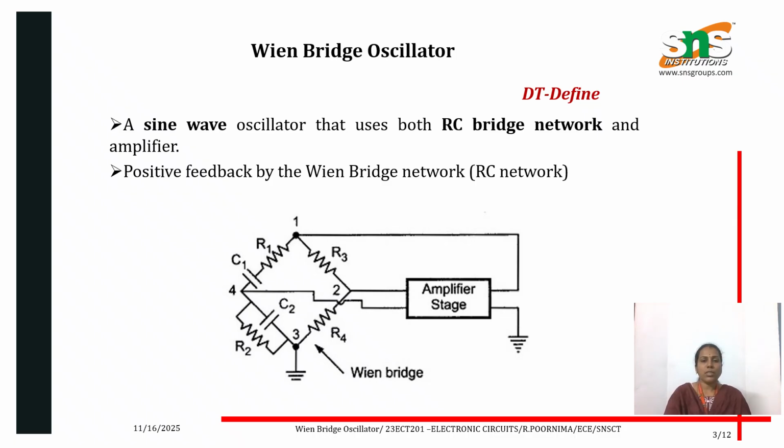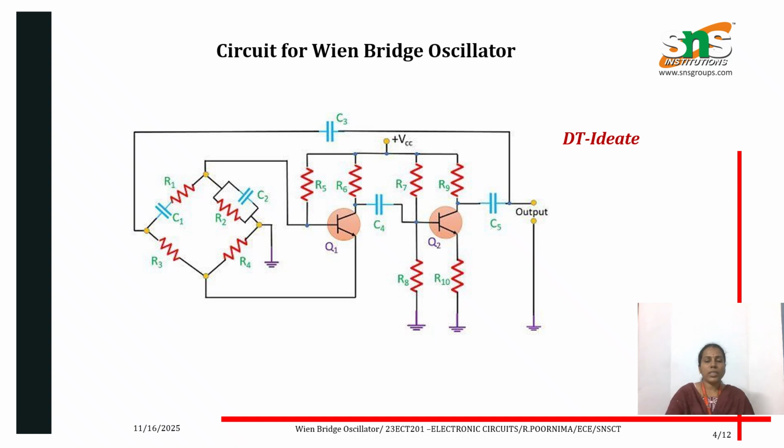So this consists of an R1 C1 in series circuit and R2 C2 in parallel. It also consists of R3 R4 voltage divider network and also an amplifier circuit. So these are the components of Wien Bridge oscillator. And let's see the circuit diagram for Wien Bridge oscillator.